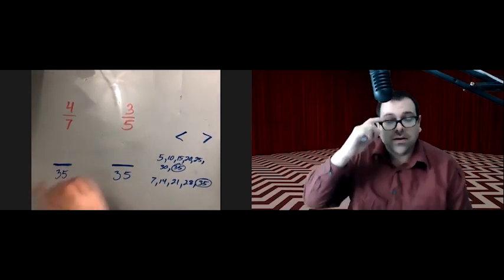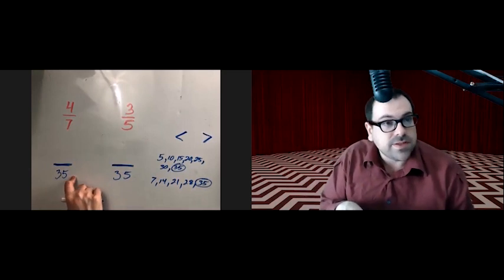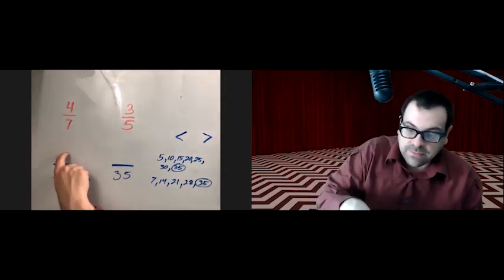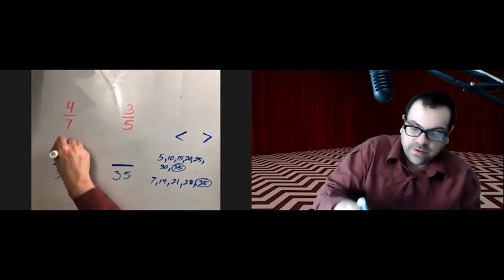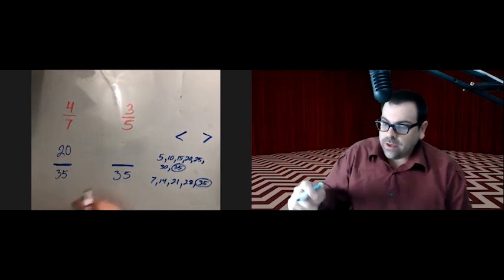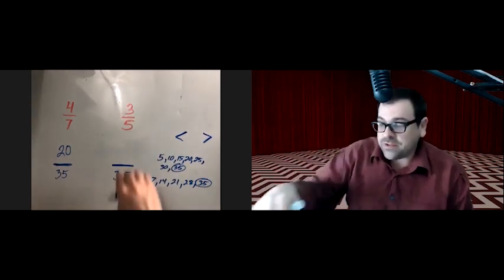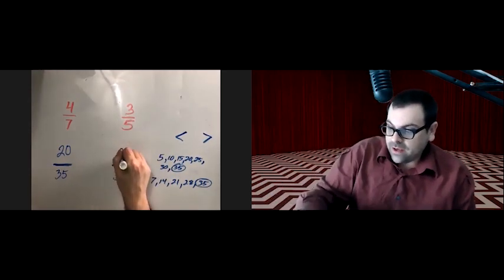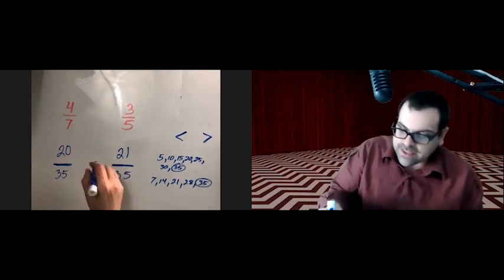How do we get there? 7 times 5 gives us 35. So we do 4 times 5. 4 times 5 is 20. Here, 5 times 7 is 35. So we do 3 times 7. And look at that, that's 21. 20 is less than 21.